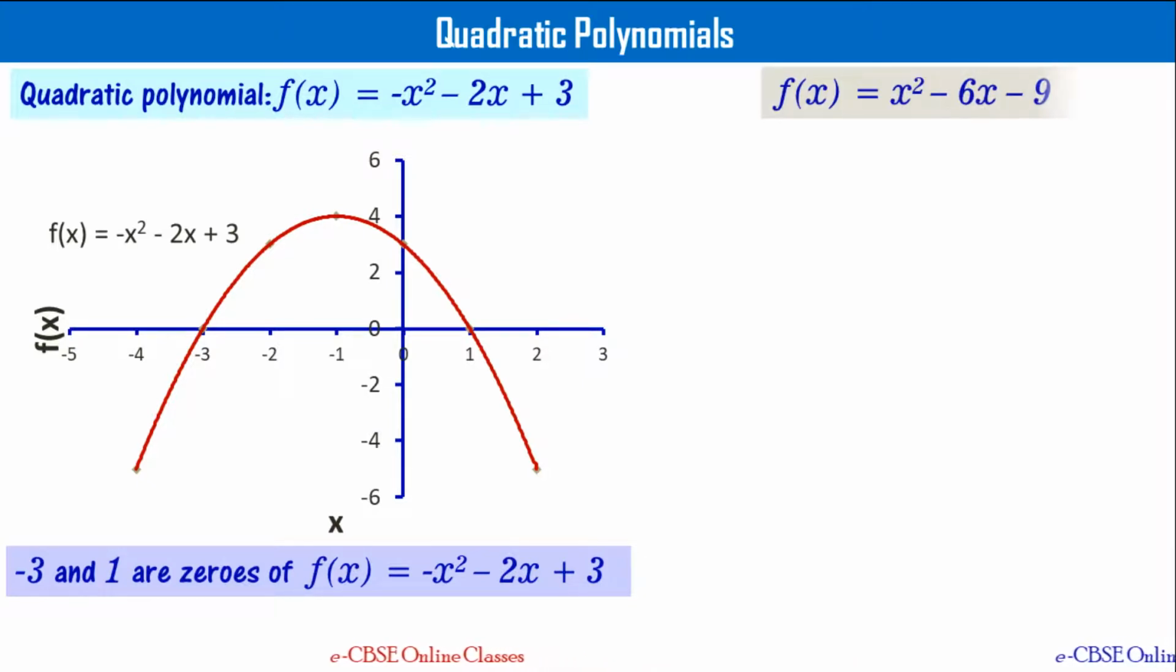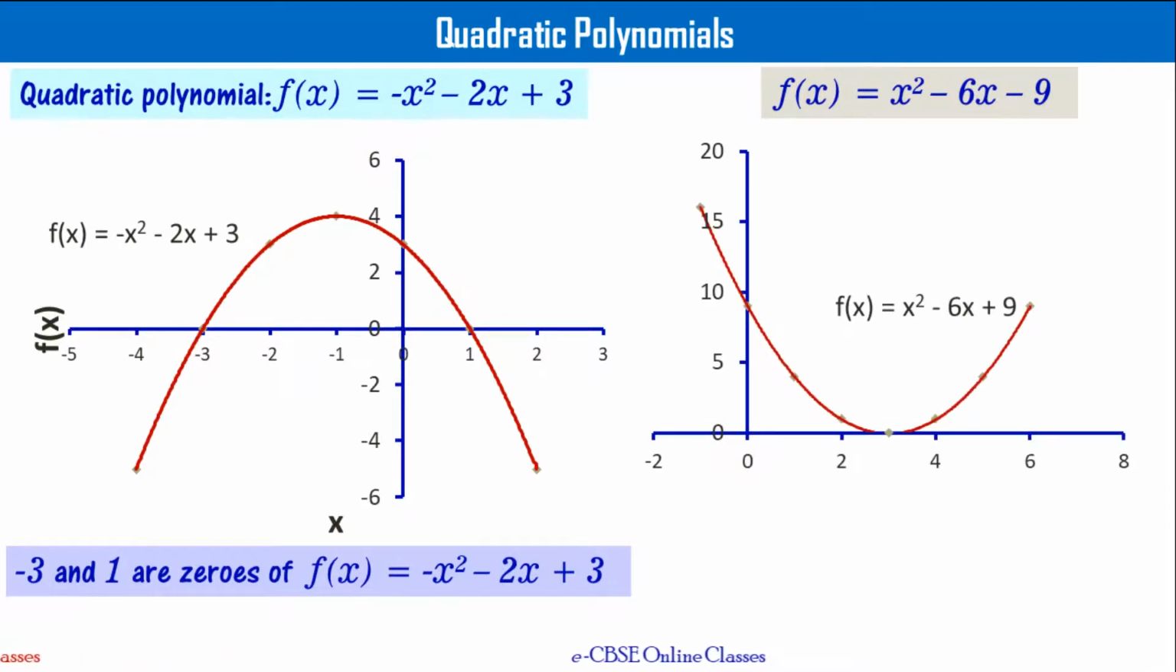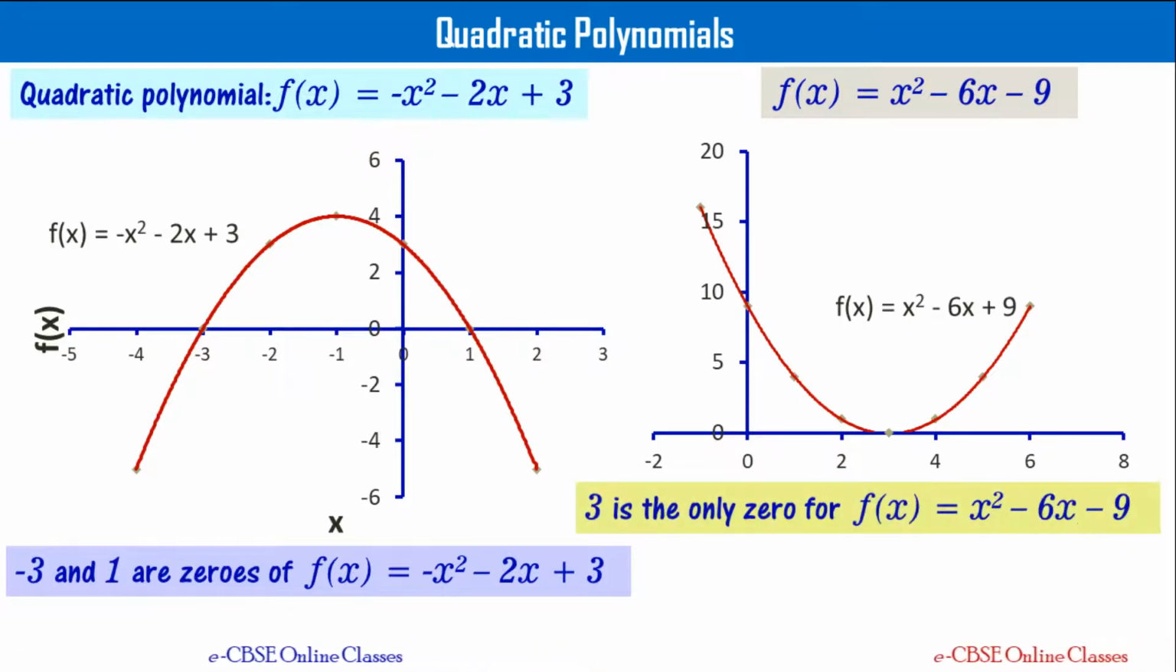Let's now consider another function, that is f of x equal to x square minus 6x minus 9. When you plot this particular function, you get a graph like this. From this graph, we can say that only 3 is the number for which f of x is becoming 0. It means that 3 is the only 0 possible for this particular function. Please take a note of that.